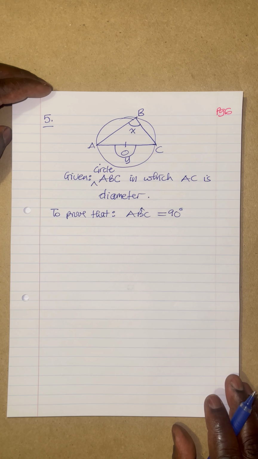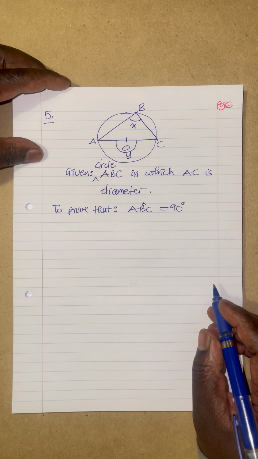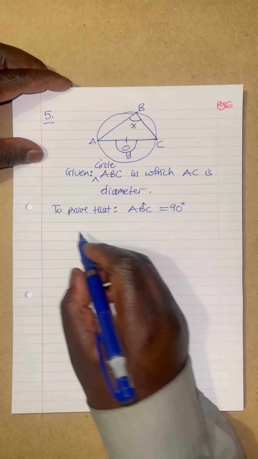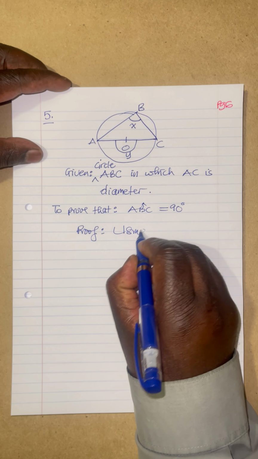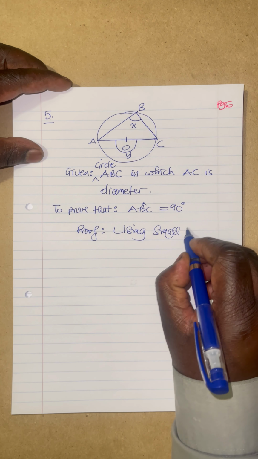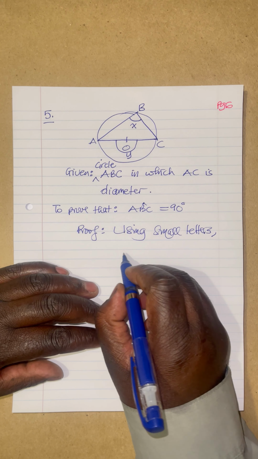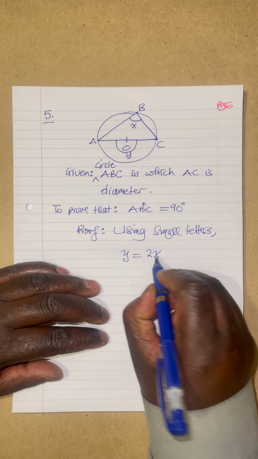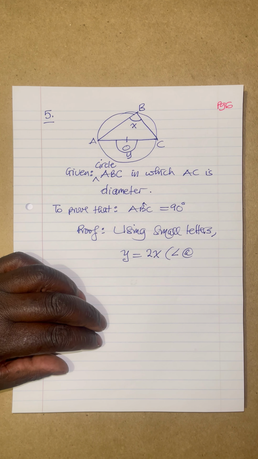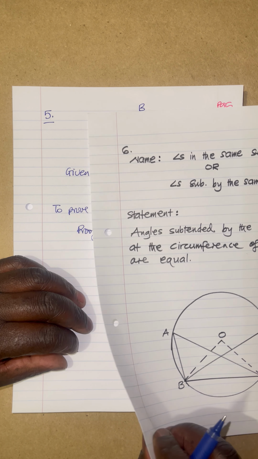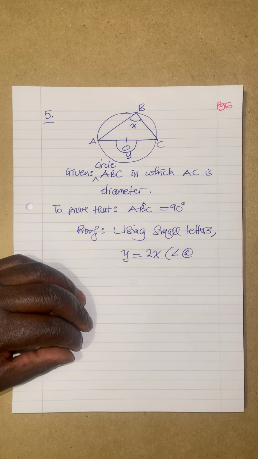Do we need construction here? No, this is one of those theorems where construction is not necessary. We're just going to use theorem number 4. So here we're going to say, proof, using small letters: y is twice x. Reason, angle at center. I told you, this is the name, theorem number 6. No, this is angle in same segment. That's theorem number 6. We're yet to prove that.